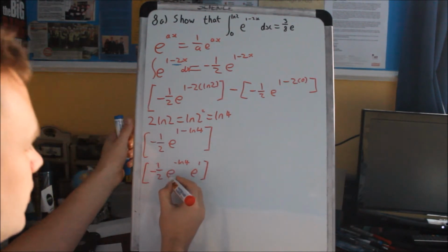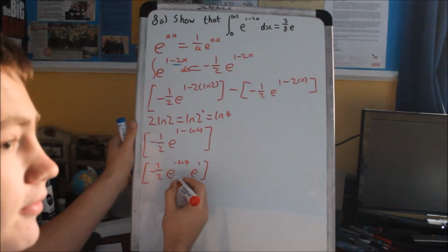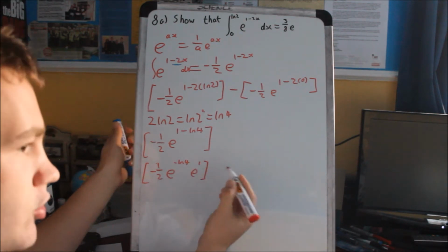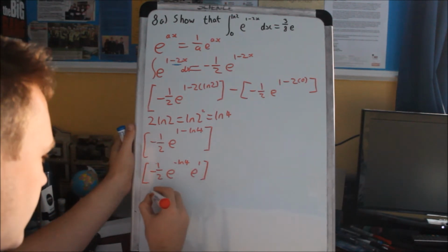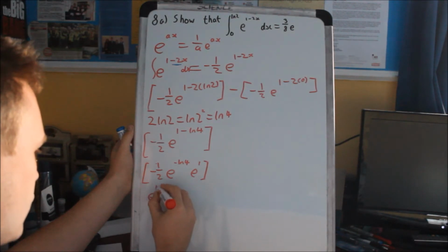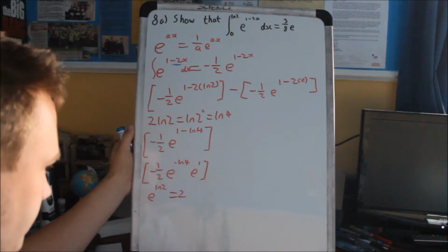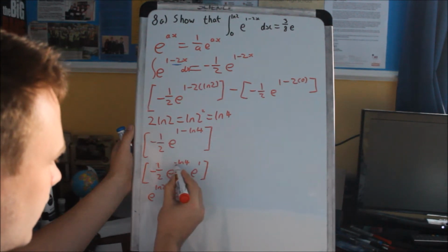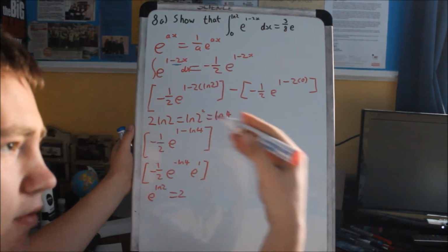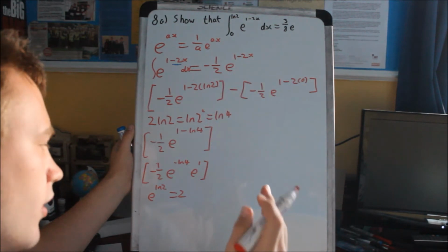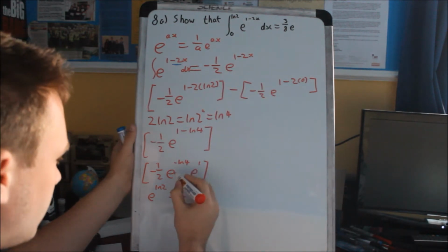Then we need to know what happens if you have an exponential to the power of a natural log of something. So if we have an example, we had e to the natural log of 2. The e and the natural log cancel out to make 2. But this time there's a minus, and when you've got something to the power of a minus number, that means 1 over the thing.